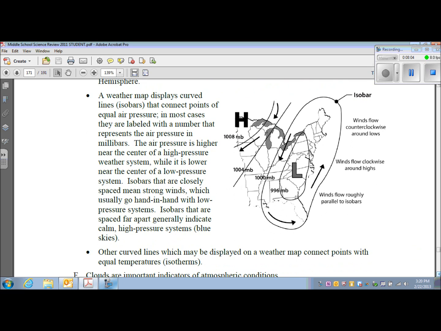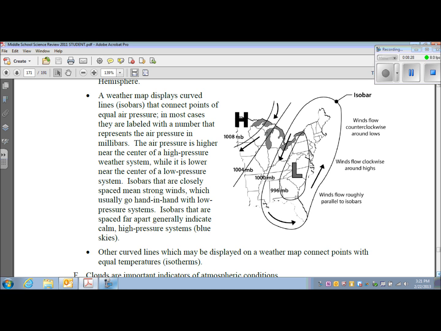A weather map displays curved lines, called isobars, that connect points of equal air pressure. In most cases, they are labeled with a number that represents the air pressure in millibars. The air pressure is higher near the center of the high pressure weather system, while it is lower near the center of the low pressure system.